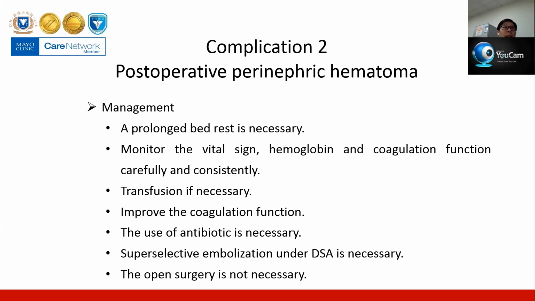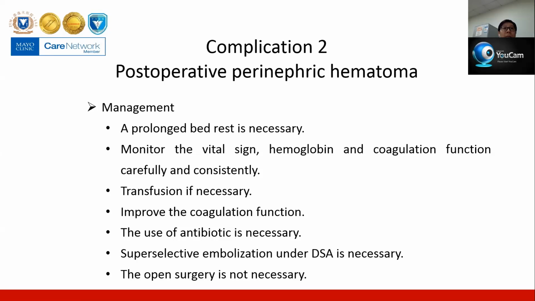If a postoperative perinephric hematoma occurred unfortunately, prolonged bed rest is necessary. But I think it doesn't need a definite bed rest, and I think 7 days is the minimum. Then also, of course, monitor the vital signs, hemoglobin, and coagulation function carefully and consistently. The trend is important. If the hemoglobin stays stable, even if not increased, it means that the bleeding has stopped and further intervention is not necessary.